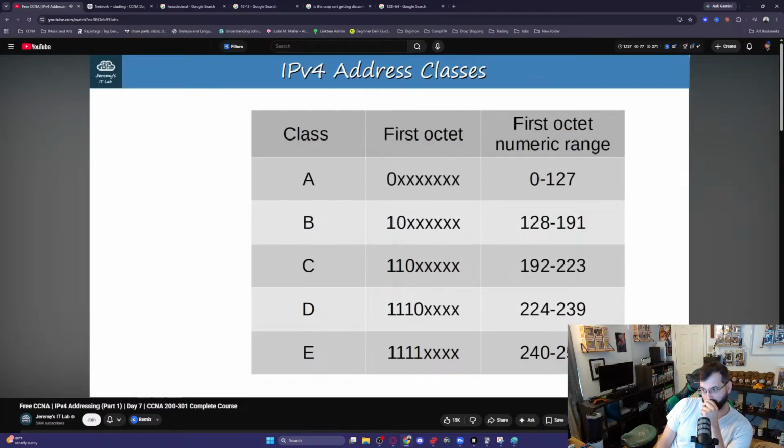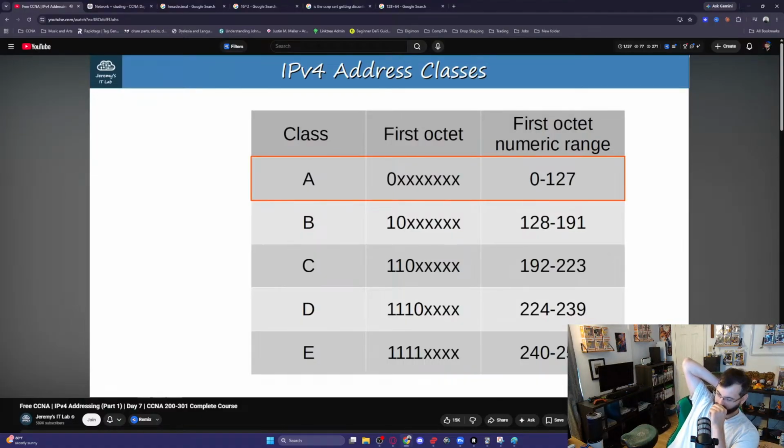Now, IPv4 addresses are split up into 5 different classes. The class of an IPv4 address is determined by the first octet of the address. The first is class A, which has a first octet beginning with 0. If the first octet begins with 0, that means that the numeric range of the first octet is from 0 to 127, because 64 plus 32 plus 16 plus 8 plus 4 plus 2 plus 1 gives a maximum of 127.